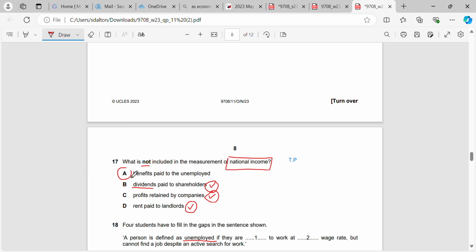However, benefits that are paid to the unemployed are transfer payments. So they're not included in national income because essentially they're just transferring the income that was already generated through the collection of the tax, and passing it on to these unemployed individuals. There's no actual creation of income, it's just a transfer from one person to another essentially.